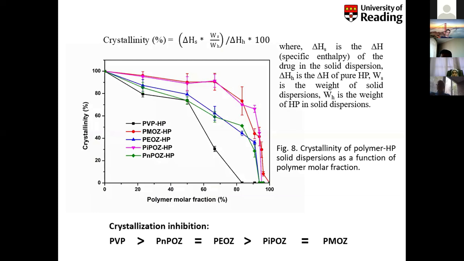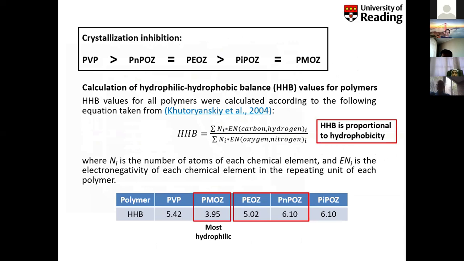And PVP is the best polymer among all these polymers to reduce the crystallinity. So how to explain this result? There were two theoretical methods to explain this result. The first one is the calculation of hydrophilic-hydrophobic balance values for polymers. The premise of this method is that the HHB value is proportional to hydrophobicity.